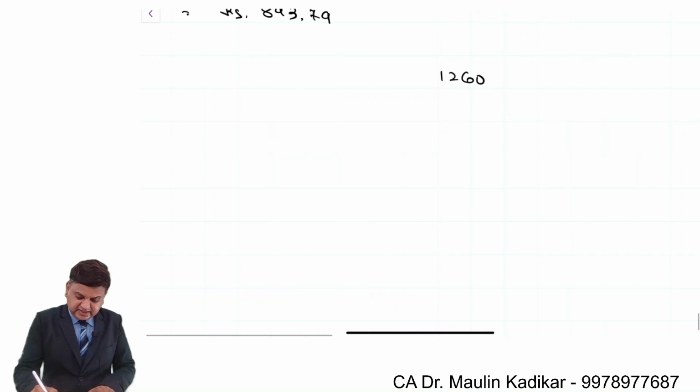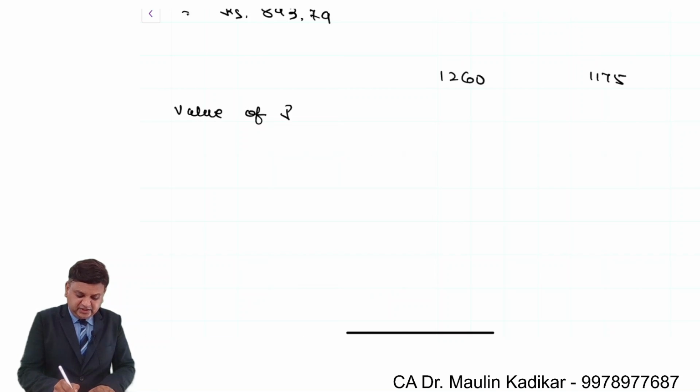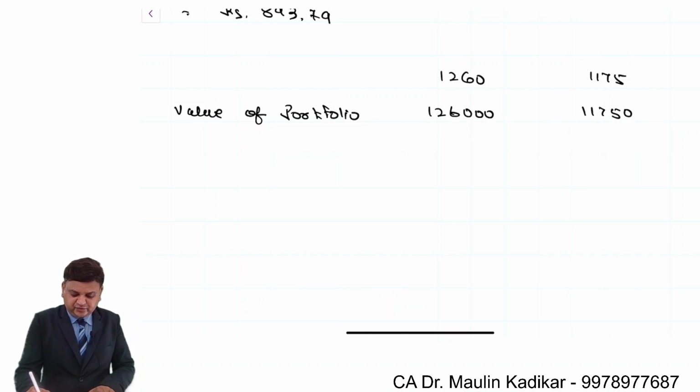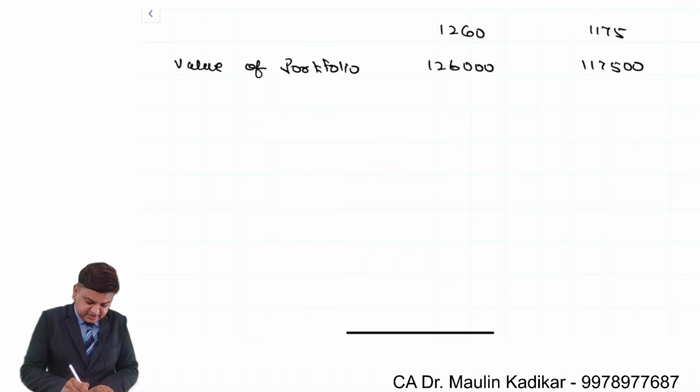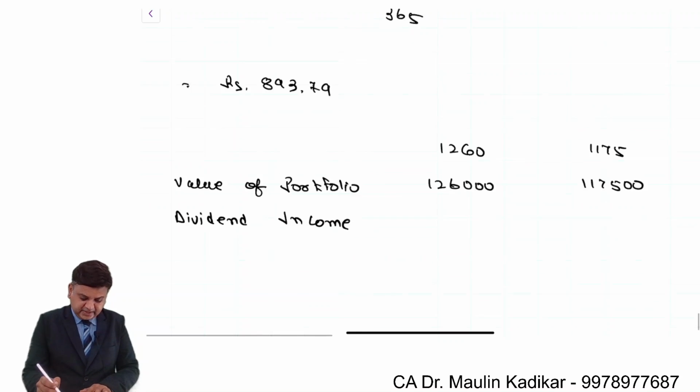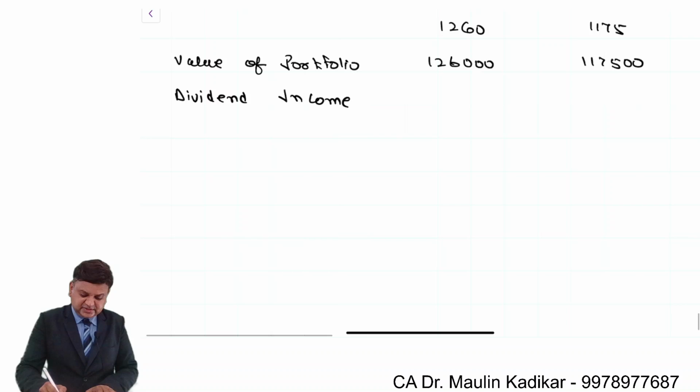1260 index and 1175. Value of the portfolio in which you had made investment: 1,26,000 and 1,17,500. This is the value of your investment. Add dividend income which you must have received on the investment. The dividend income is 893.79.